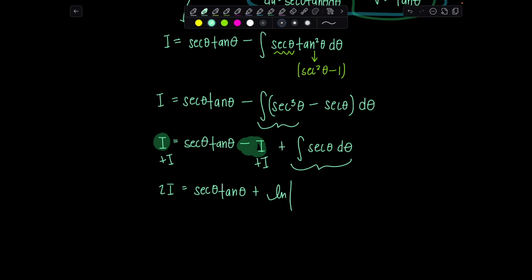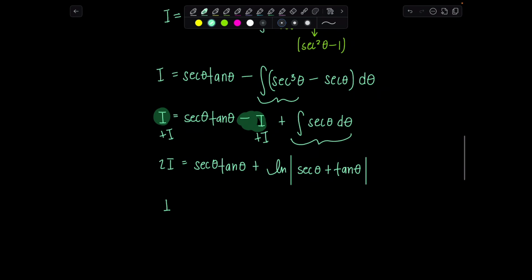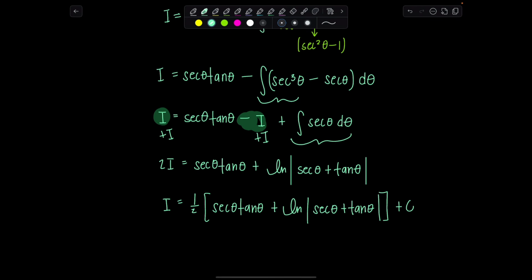Yes, burn it in the brain. ln absolute value secant theta plus tan theta. And then at long last, divide by 2, right? So this is 1/2 secant theta tan theta plus ln absolute value secant theta plus tan theta. And then you just have to remember to add the plus c.